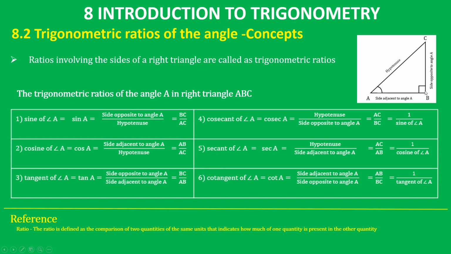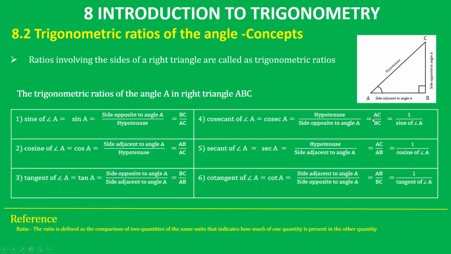Which is BC divided by AB. This is another ratio. Coming to the fourth one, cosecant of angle A, which is simply called cosecant A, is the ratio of hypotenuse divided by the side opposite to angle A, that is BC. That is, hypotenuse is AC, side opposite to angle A is BC, which is AC by BC.